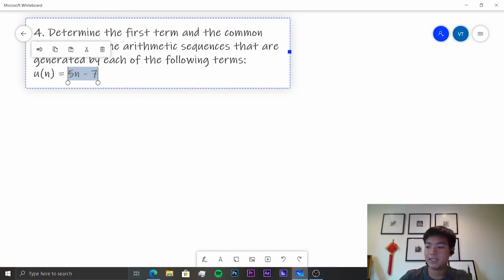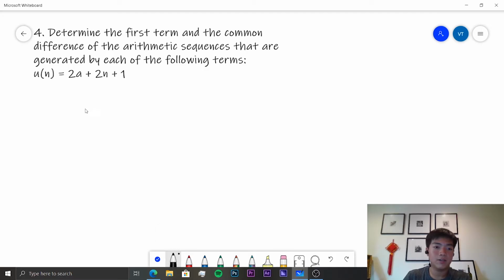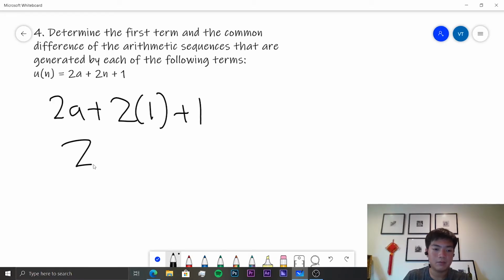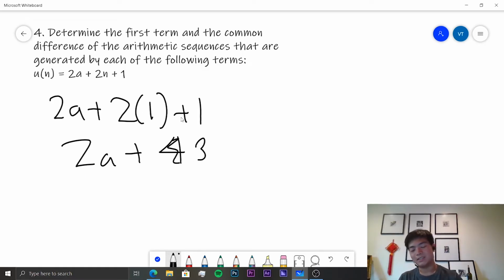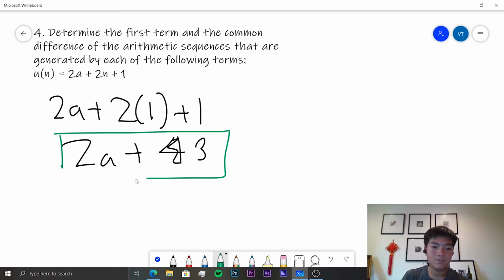So the sequence this time is 2a plus 2n plus 1. Okay, so straight away again, our first term is going to be 2a plus 2 times 1 plus 1, which is equal to 2a plus, oh no, 3, what am I doing? 2 times 1 is, of course, 2, plus 1 is 3. So this is our first term.